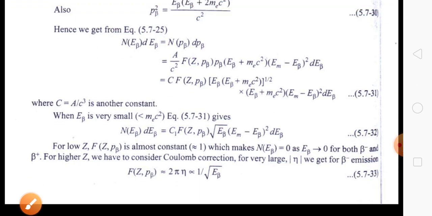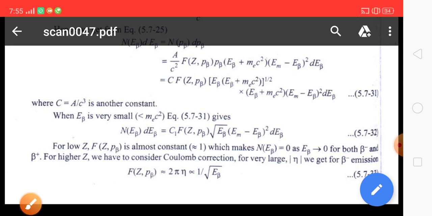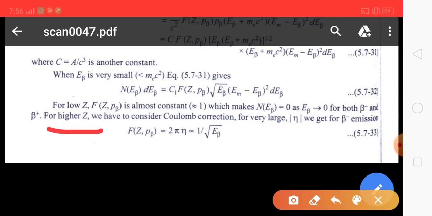C equals A by c cubed is another constant, where E_B is very small, less than m_e c squared. Hence equation 5.731 gives, which is reduced to this much. For low Z, F(Z, P_B) is almost constant, equal to 1, which makes the number of emitted particles equal to 0 as E_B tends to 0 for both beta negative and beta positive. For higher Z, we have to consider the Coulomb correction. For lower Z, you have to neglect the Coulomb correction.